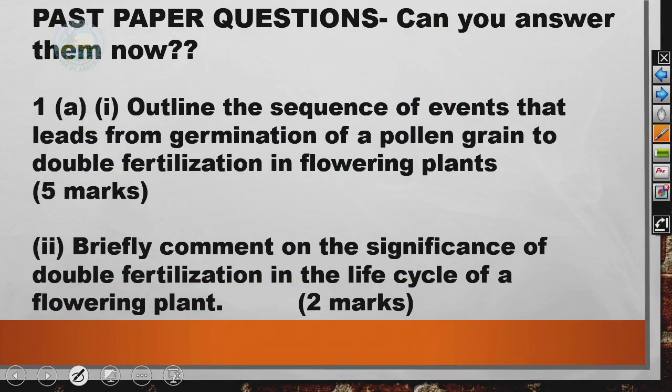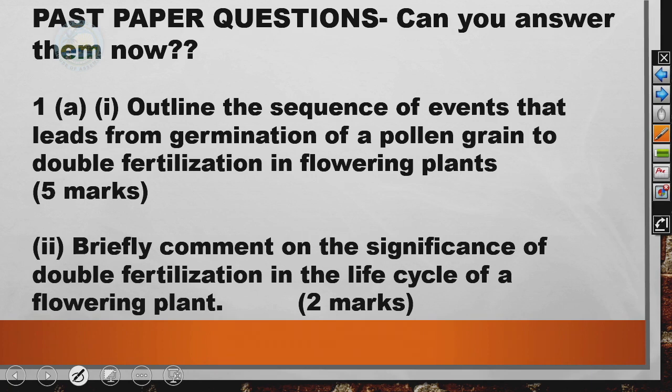So let's get back to our past paper questions. Basically, we would have gone through the process of the germination of a pollen grain, the steps involved in the formation, in the process of double fertilization, and in embryogenesis in plants. So I'm certain you can answer the questions now. How did you do?